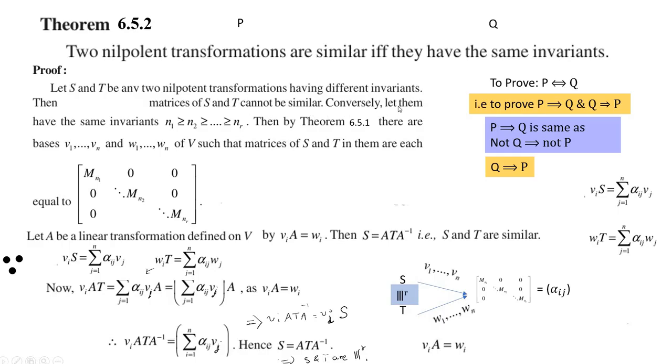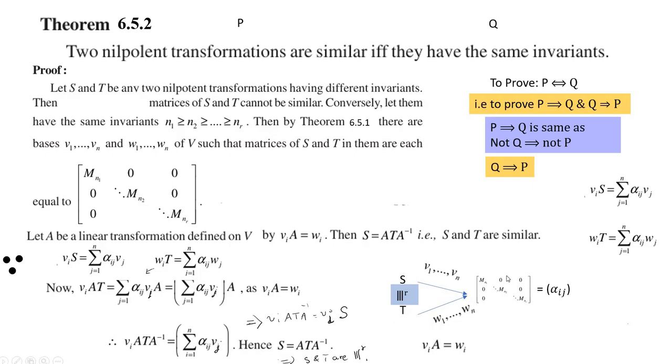So conversely, now Q implies P, we have to establish. Q means they have the same invariants. So suppose they have the same invariants, namely N1 greater than or equal to and so on greater than or equal to NR. Then by the basic theorem on nilpotent transformations, we have bases, say V1 etc. Vn and W1 etc. Wn of V, such that the matrices of S and T in them are each equal to Mn1, Mn2, Mnr. So we have S basis matrix, T basis matrix.